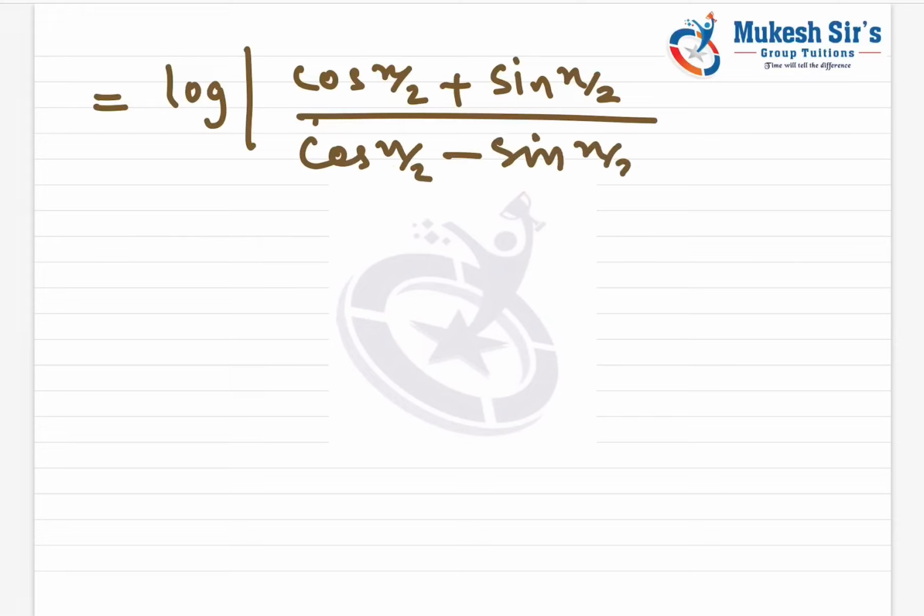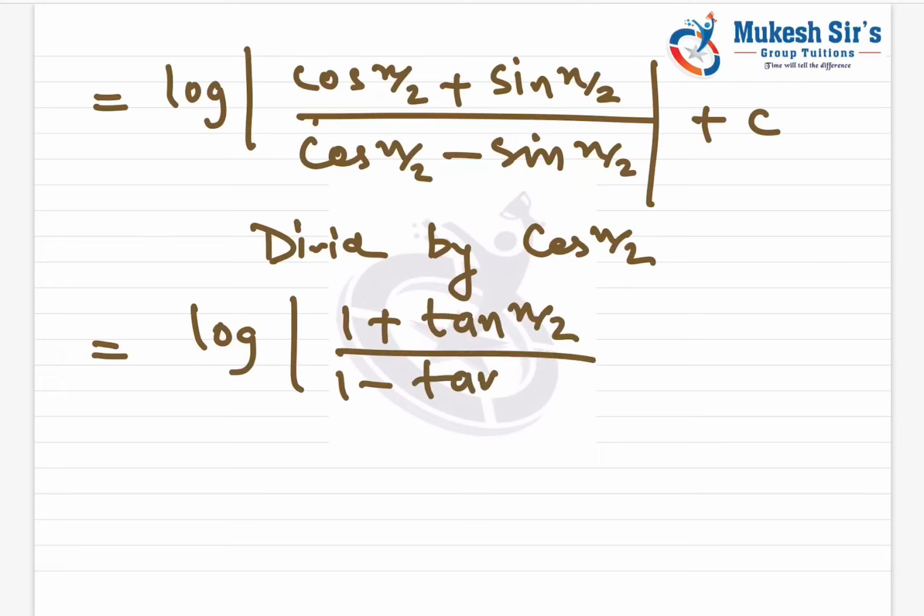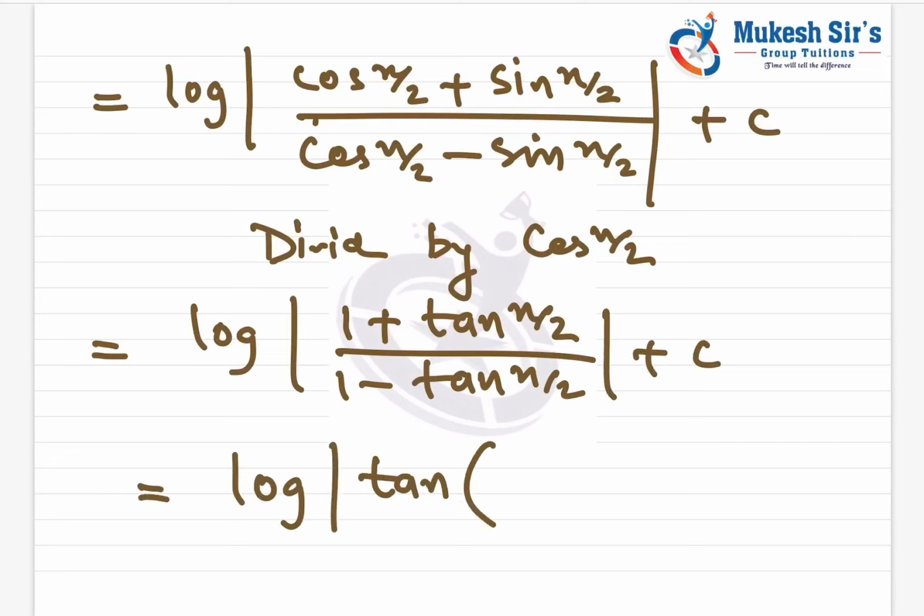One cos x by 2 plus sin x by 2 cancels. If you divide by cos x by 2 in the numerator and denominator, this becomes log of mod of 1 plus tan x by 2 upon 1 minus tan x by 2, or this can be written as log of mod of tan pi by 4 plus x by 2. Clear? There is one more formula for integration of sec x.